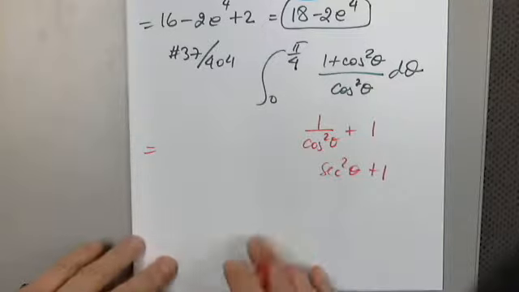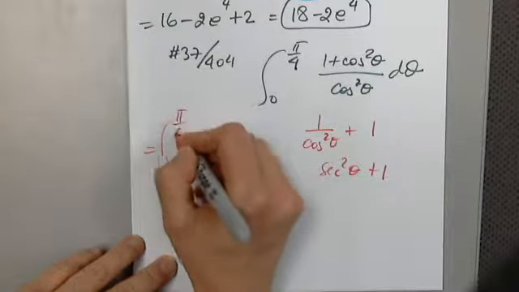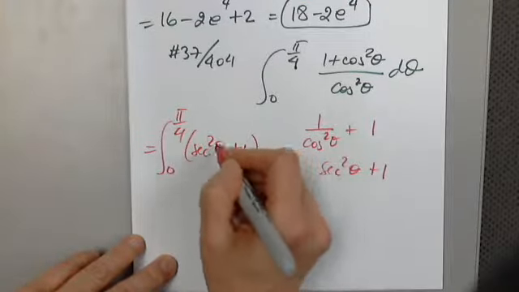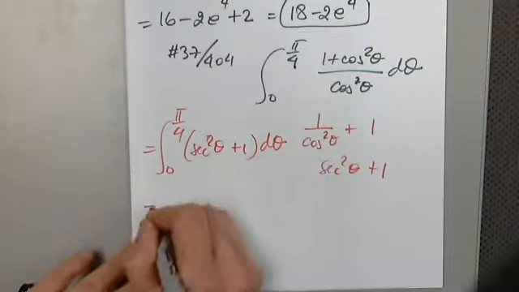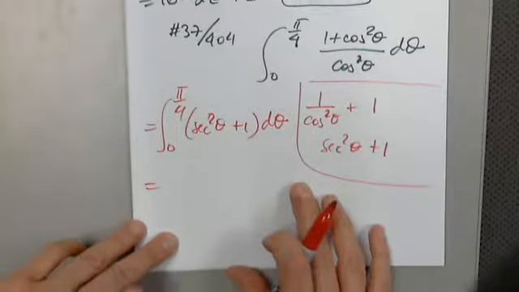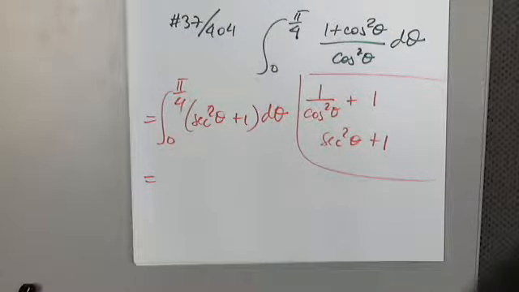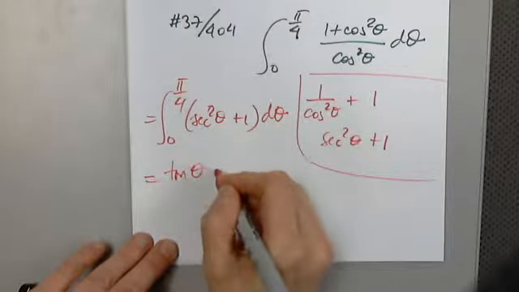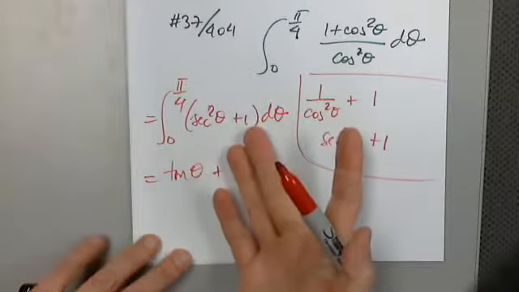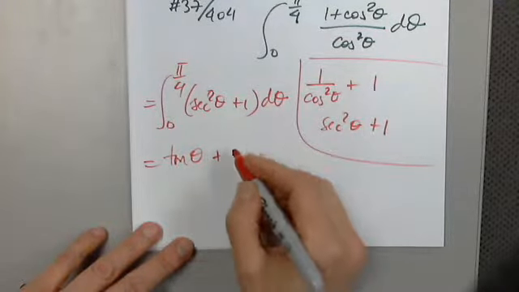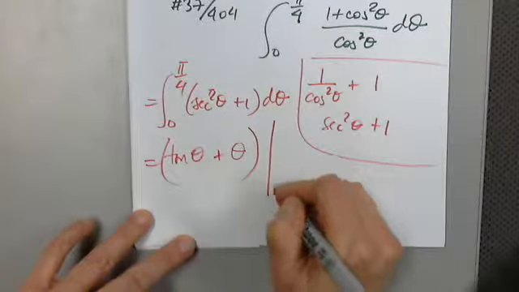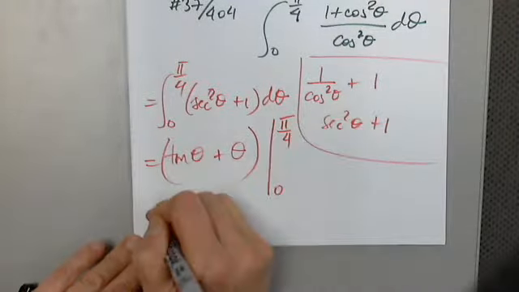Okay, so this is 0 to pi over 4. I simplify the function into secant squared theta plus 1 d theta. I know which function prime is secant squared, and that function is? I know which function prime is 1. Very good. Close the parentheses, and from 0 to pi over 4.